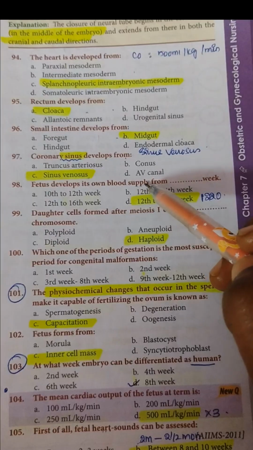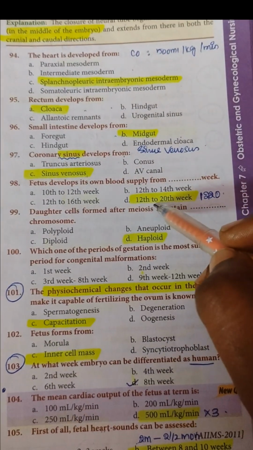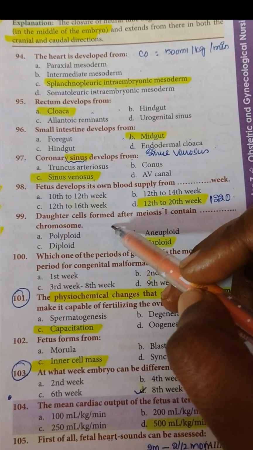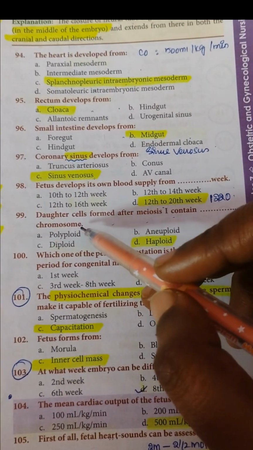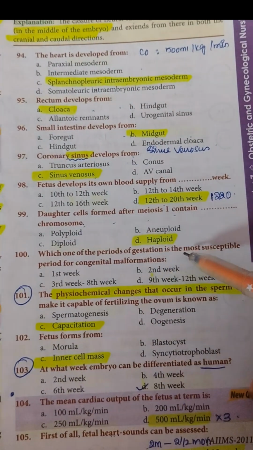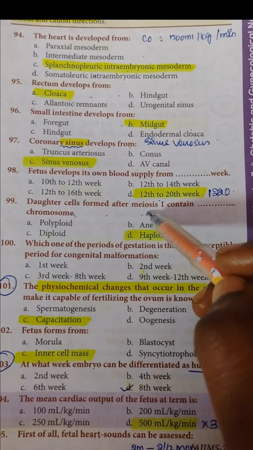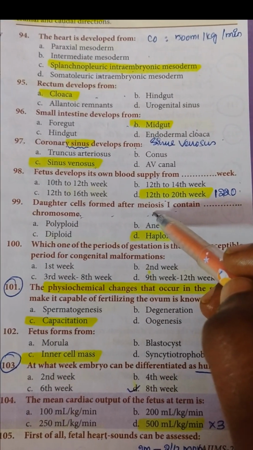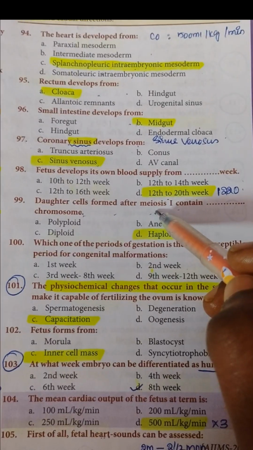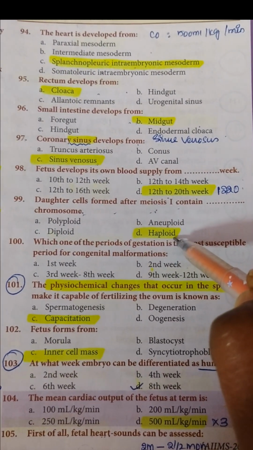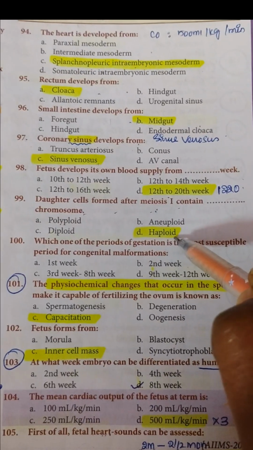Fetus develops its own blood supply from dash week. The correct answer is option D, 12 to 28th week. Daughter cells formed after meiosis 1 contain dash chromosome. The correct answer is option D, haploid. Meiosis is a division in which homologous chromosomes separate, reducing the chromosome number to half. Haploid is nothing but a cell that contains one set of chromosomes.